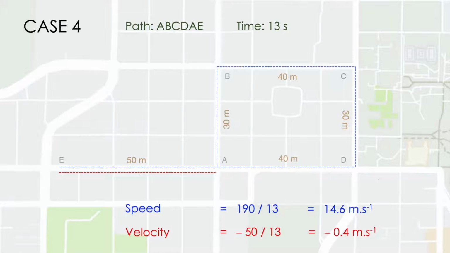Now from this example, it is also clear that velocity can be negative, and it is negative because it has got a direction, and therefore velocity is a vector quantity whereas speed is a scalar quantity. So you may say S for speed and S for scalar, and V for velocity and V for vector.